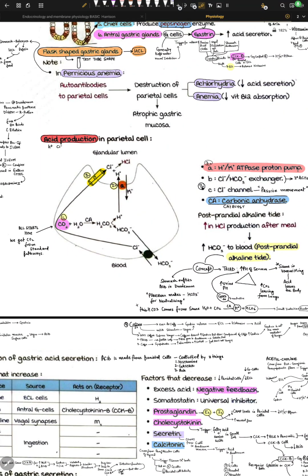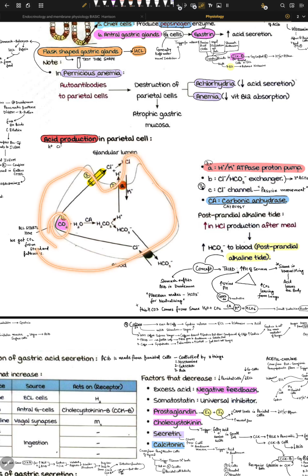Let's try to understand acid production in parietal cells. So parietal cells are present beneath the stem cells, and stem cells are the reason they live for weeks, right? And these acid cells use this carbon dioxide that is already present in the cell, right? It all starts here. We get carbon dioxide from these other standard pathways that are already happening in the parietal cells.